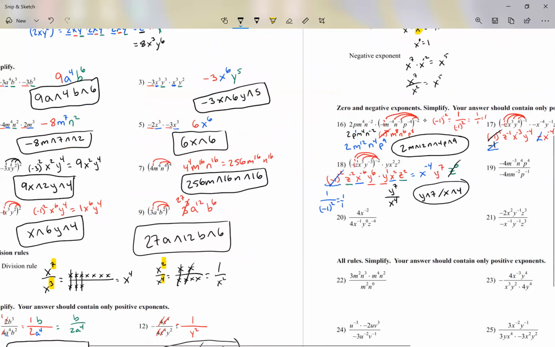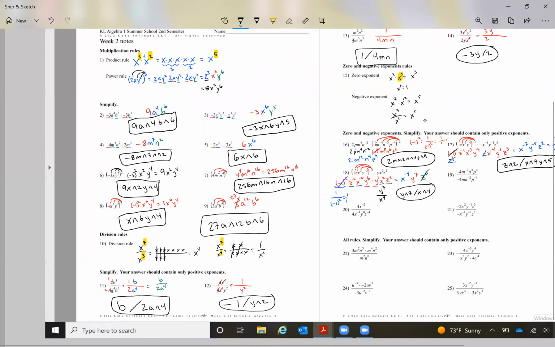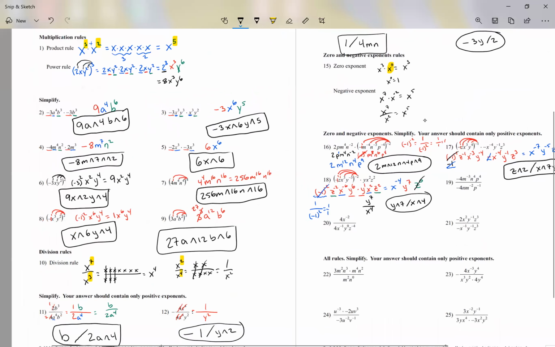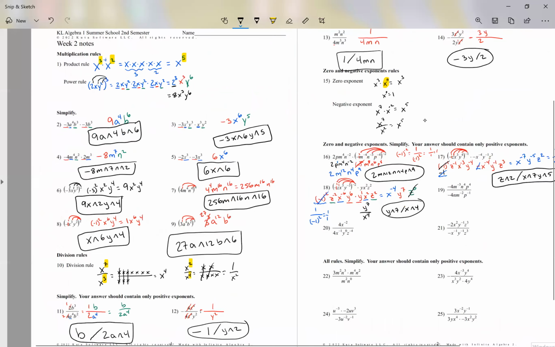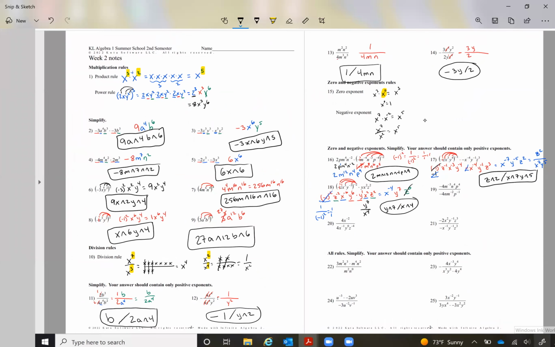Let me zoom out. That way you guys can see exactly what we did. You guys can take a screenshot of it. Make sure you guys take screenshots if possible.